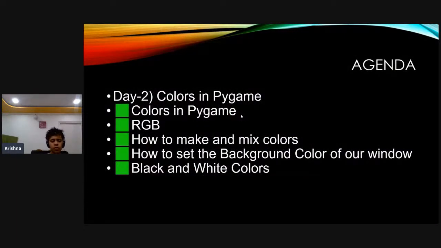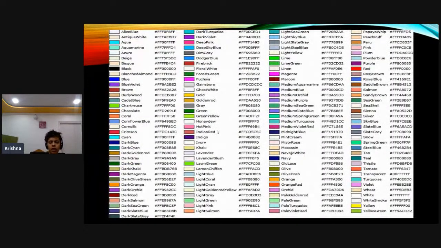Now, today we're gonna talk about all the colors, how to make and mix colors, what is RGB, and colors in Pygame, of course, how to change the background color of a window, black and white colors. We're gonna talk about that also. Now, of course, there are unlimited colors in the world. The colors that are shown on the screen are not the only colors in the world, but there are many more colors than this, and the list never ends.